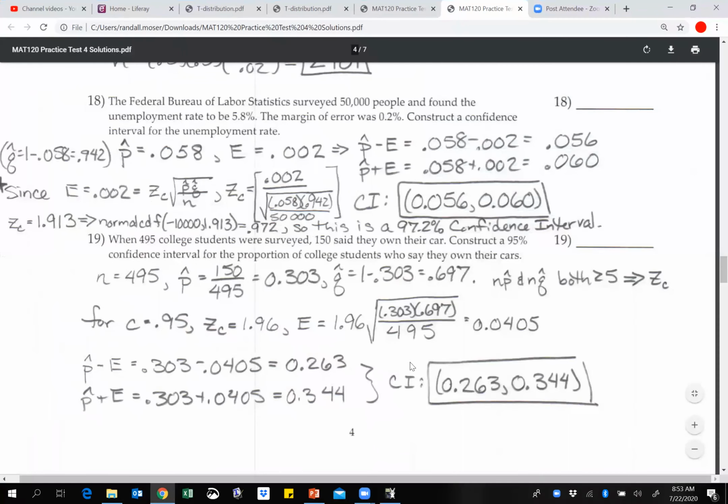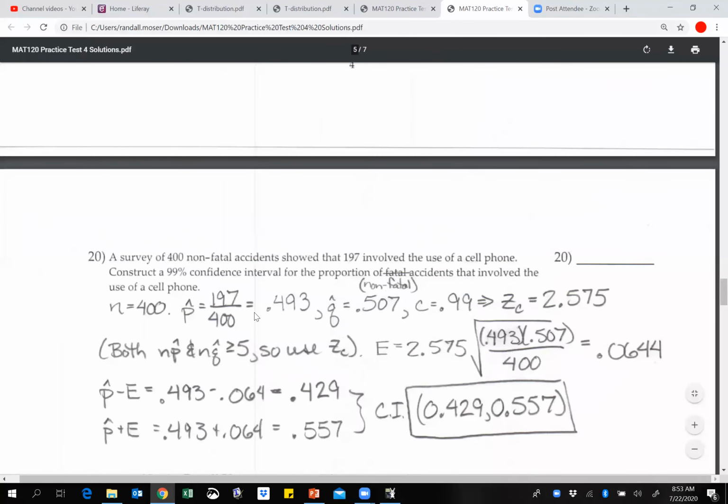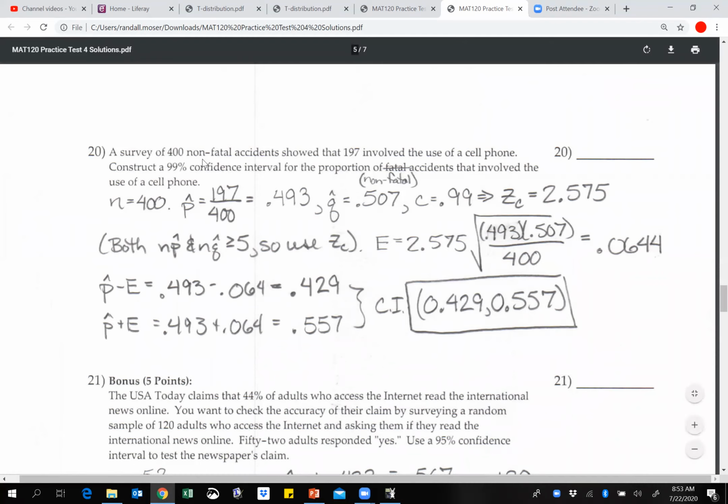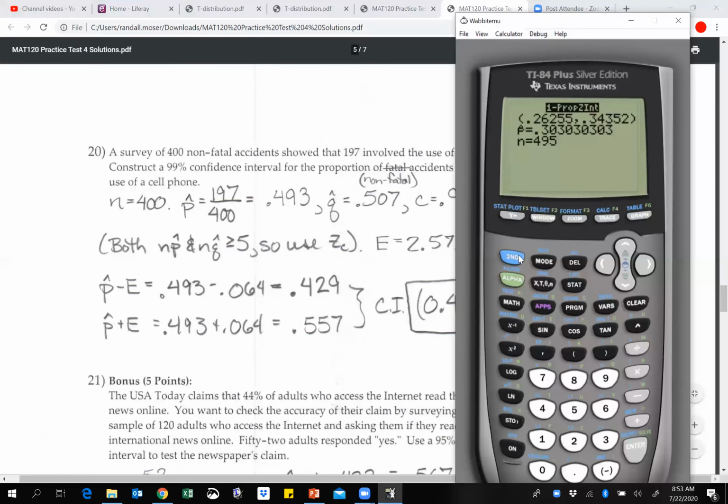Does anybody have any questions on 19? And then 20 is the same way. You can do it by hand if you want to. The formulas are in the formula sheet. But we have N, we have X, we have C. You can just go ahead and use that one prop Z interval.